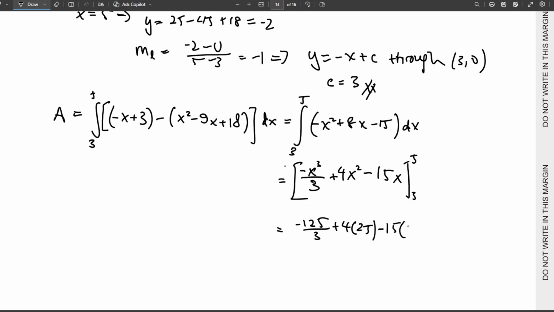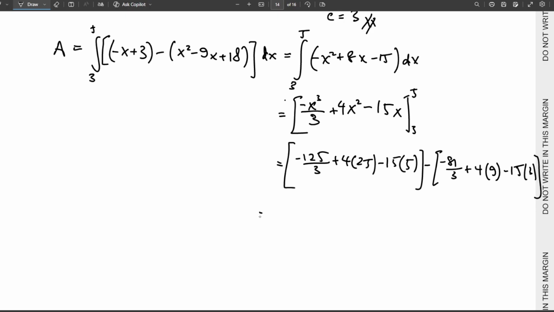Then 15, 5. So this whole thing, the top limit minus the bottom limit. So 3 squared, 81. Then divide by 3 again, that will be 9, right? So 4 times 9, 15 times 3. Okay, do a bit of simplification. Minus 125 over 3, we'll leave that first.